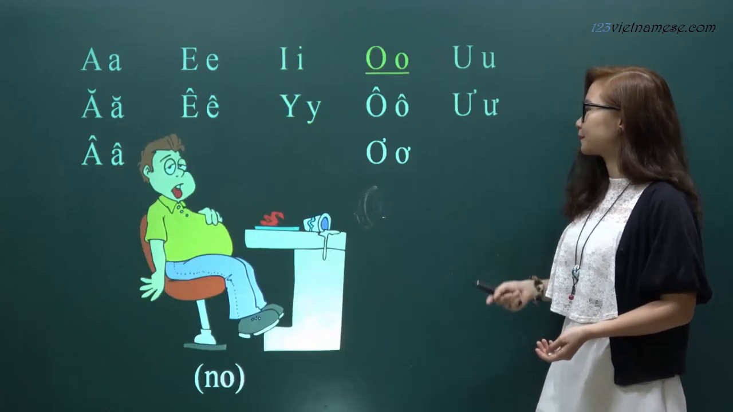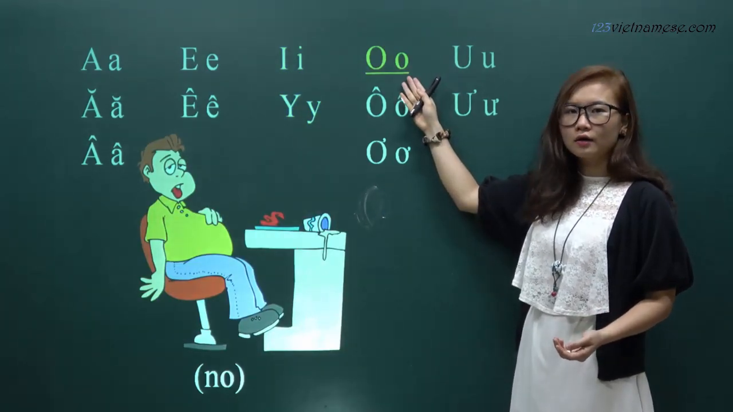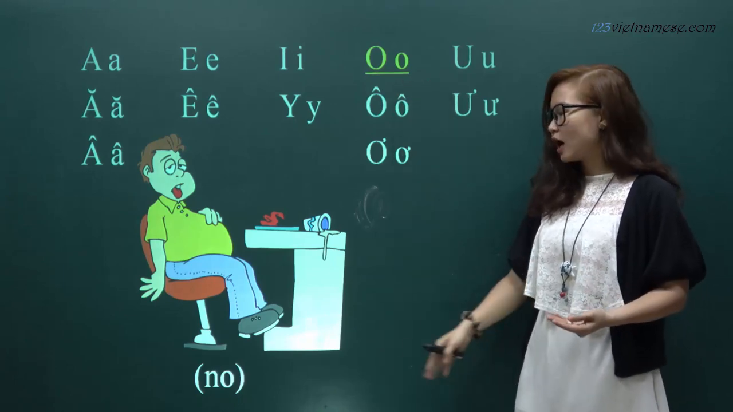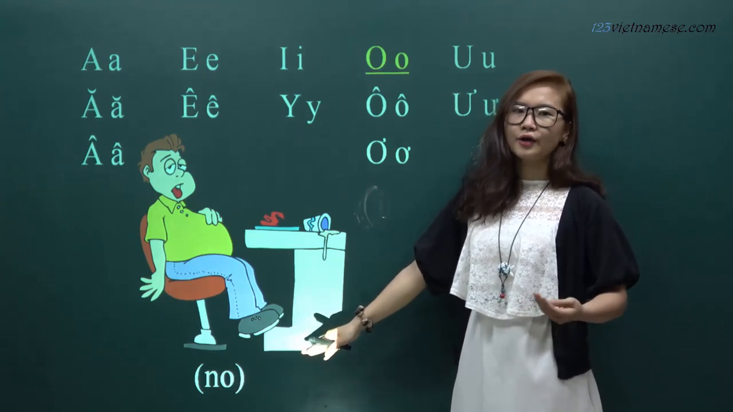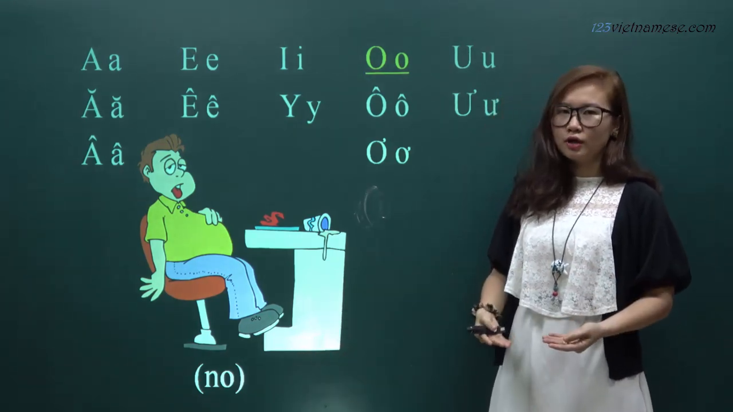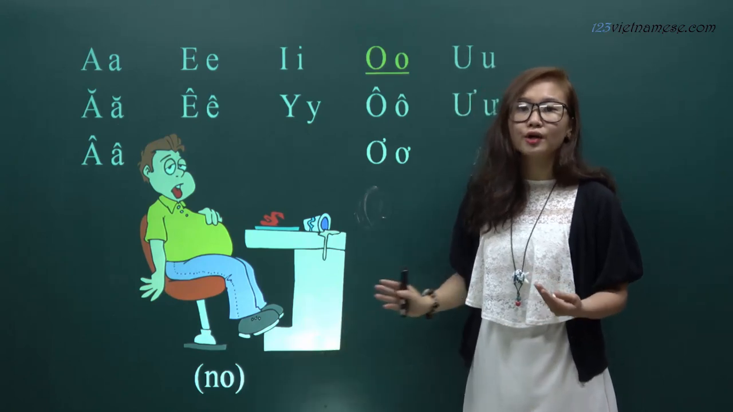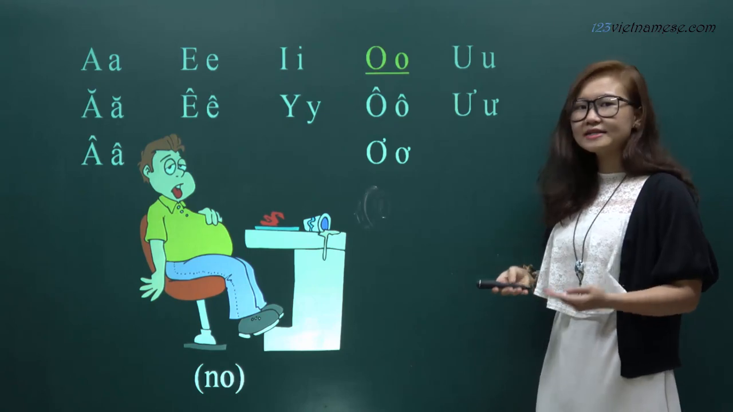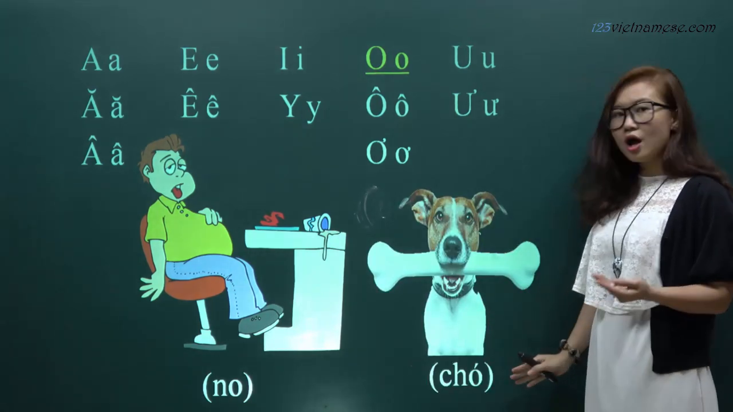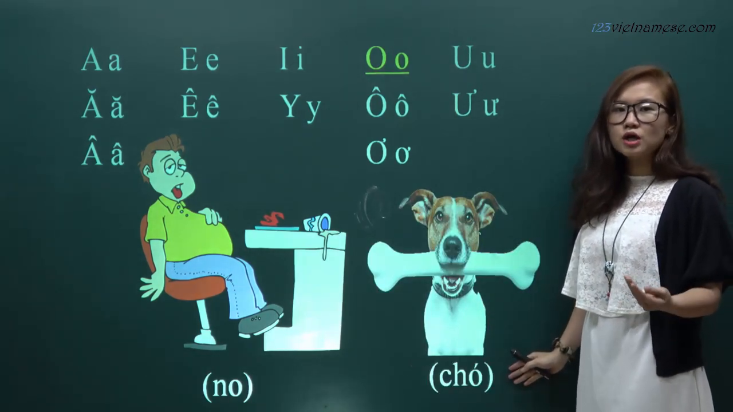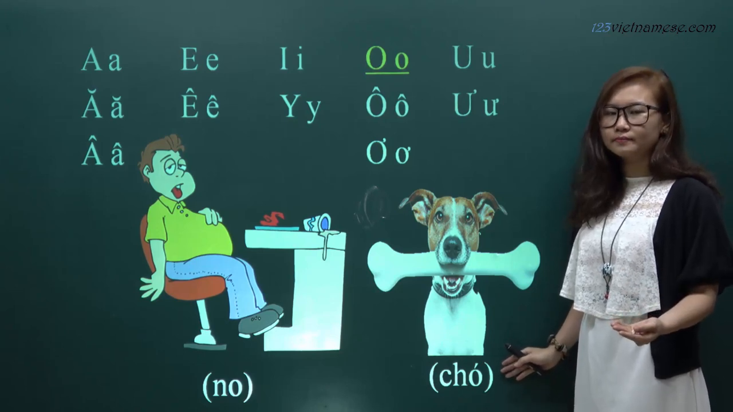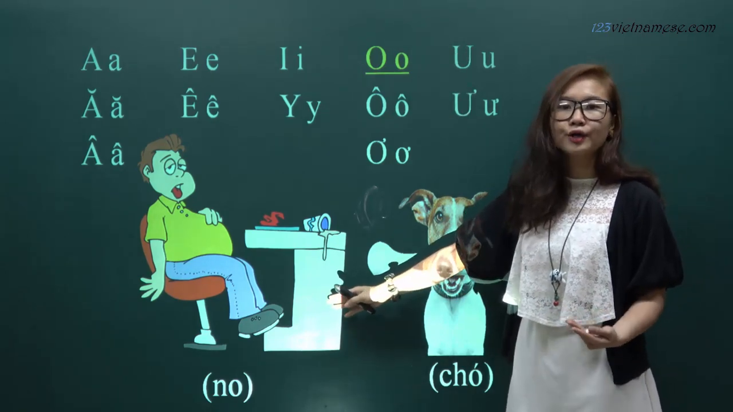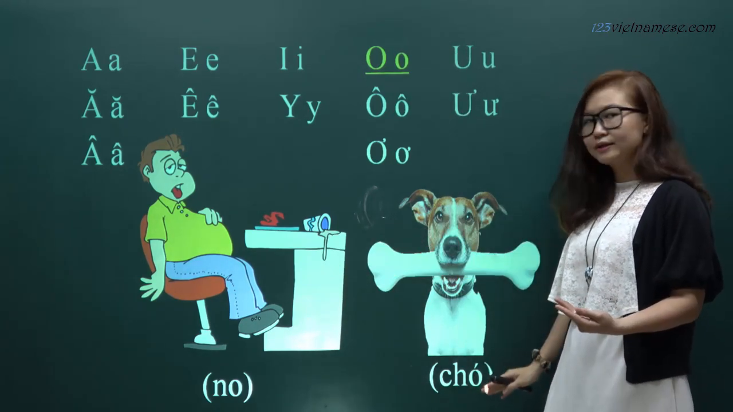Next, o. My favorite example is no. No means being full. Don't say it no, it's no. Okay, alright? Another example is chó. Chó means a dog. Again, o, no, and chó.